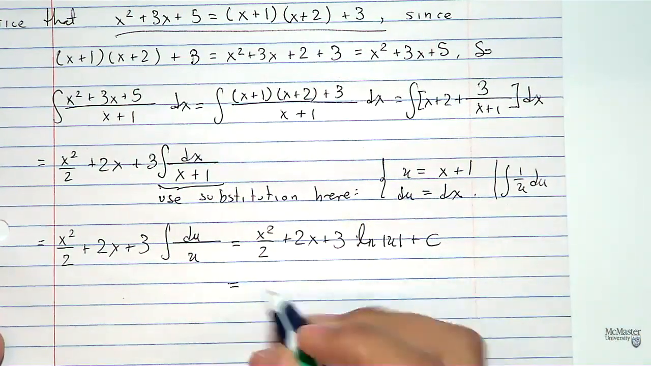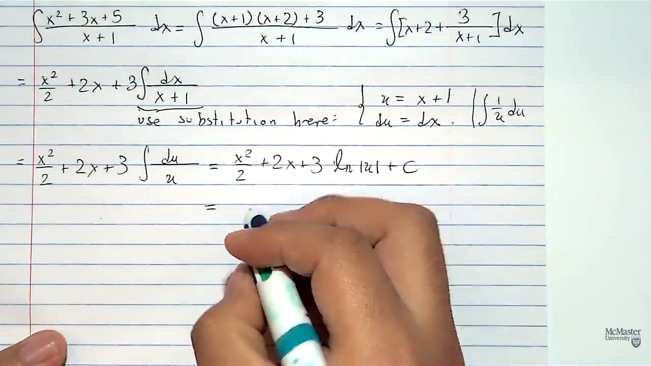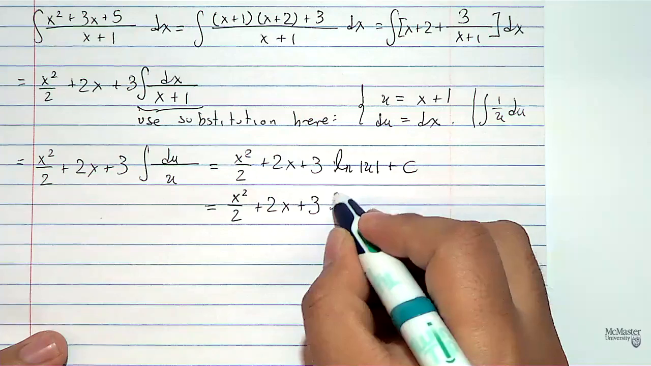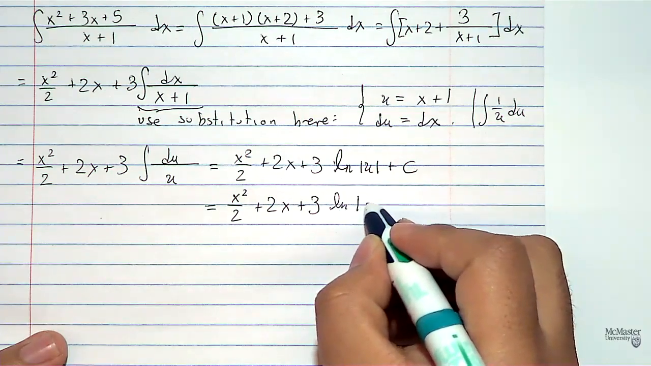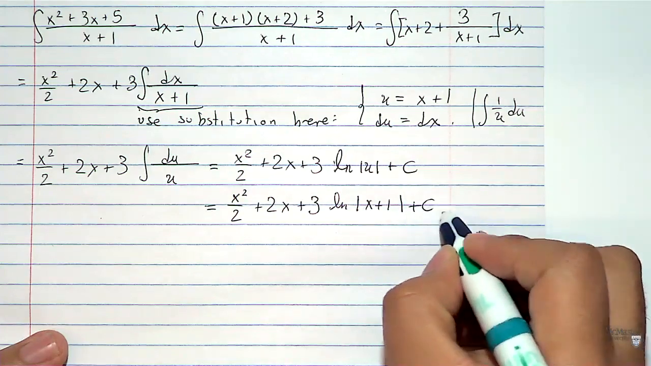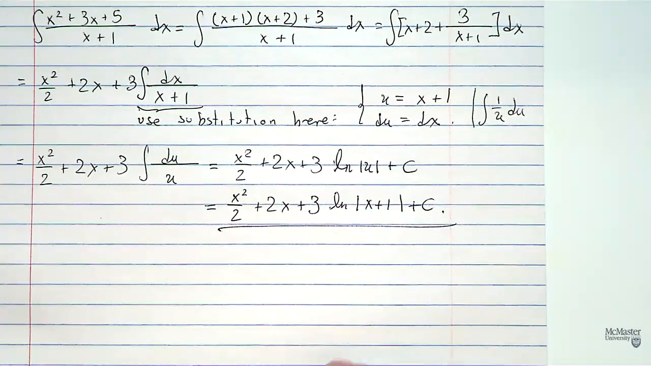And the last step is to substitute back again for the function. So this is x squared divided by 2 plus 2x plus 3 natural log of absolute value of u, which is x plus 1. I close the absolute value, plus a constant of integration. And this is then the result.